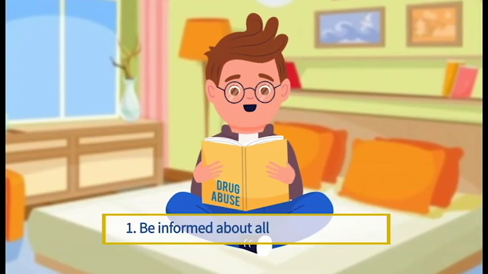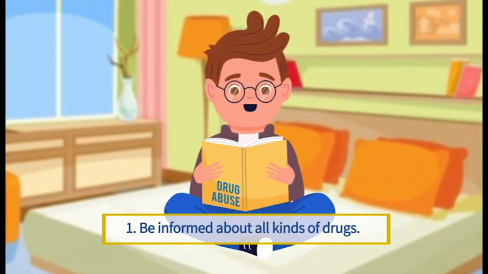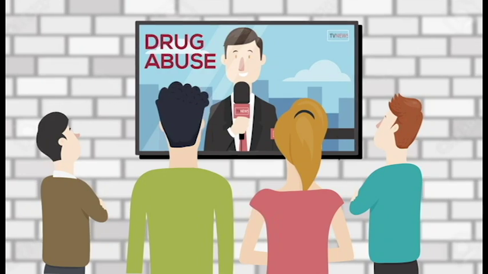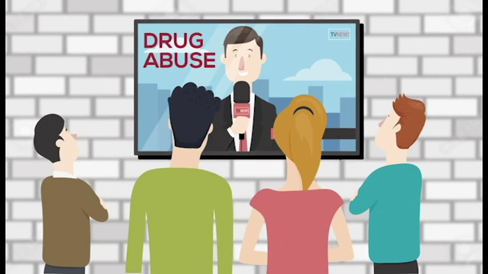Individuals, families, and groups can do much to reduce the problem of drug abuse in the communities. They can do the following. Number 1. Be informed about all kinds of drugs. Accurate information can help you understand the drugs you and your family are using so as to avoid abusing such drugs. Knowing the bad effects of a drug also helps a person avoid it.